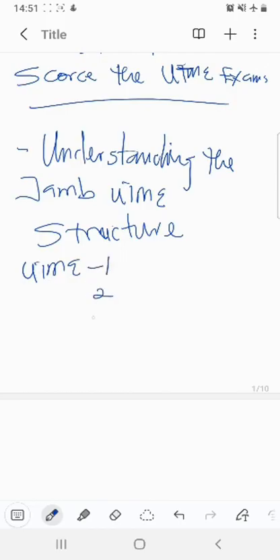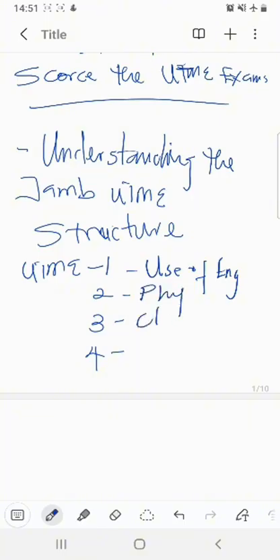4 subjects. You are sitting for 4 subjects. The first one, which is the Use of English, is compulsory. Then you have options for the remaining 3. If, for example, you are going for accounting or business admin, you have other options. Let's use the popular one, which is medicine. Let's say you are going for medicine, so you have physics, chemistry, and biology.